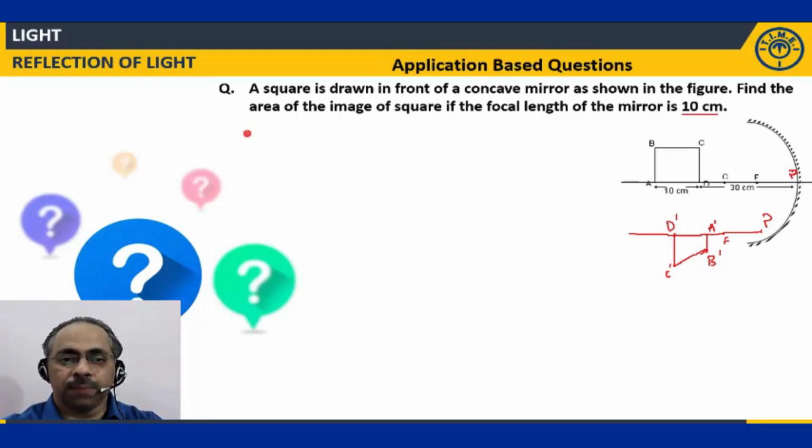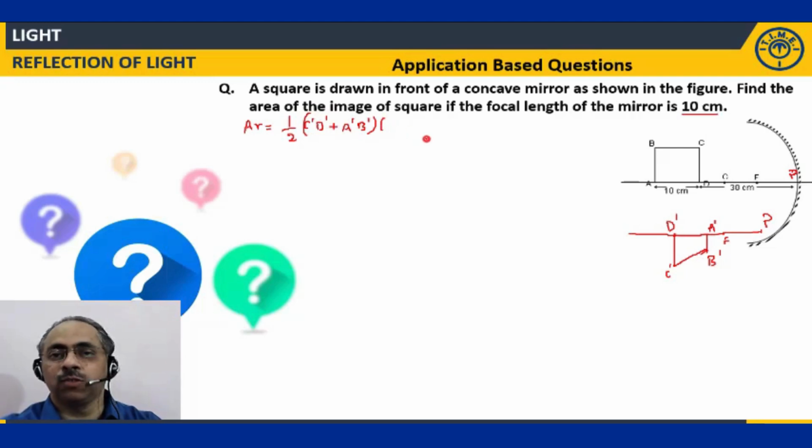Okay. So if I want the area of this particular trapezium, I'll get this area as half into the sum of the parallel sides, that is C dash D dash plus A dash B dash, into the distance between the two parallel sides, that is nothing but D dash A dash. And D dash A dash I don't know directly. D dash C dash is the image of CD.